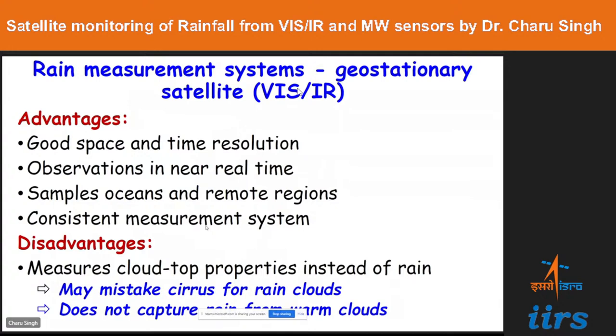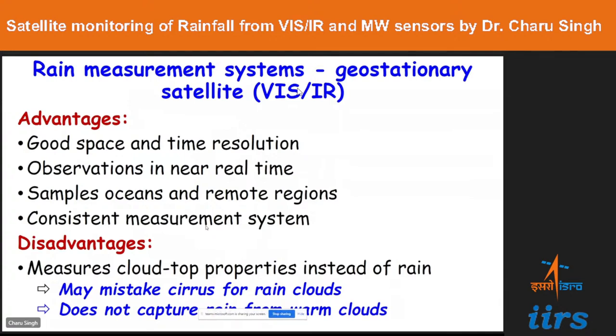But there are disadvantages also. The rainfall that we measure from the visible and IR based techniques is based on cloud top properties instead of rain directly. So it is kind of an indirect method. And if we use this method, we may mistake cirrus for rain clouds. As I told you in the beginning, we also need to keep in mind that all the clouds are not rain bearing clouds.